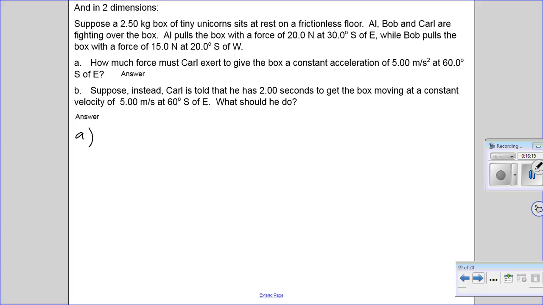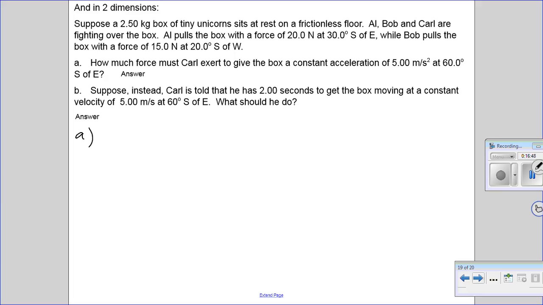It says, suppose a 2.5 kilogram box of tiny unicorns sits at rest on a frictionless floor. Al, Bob, and Carl are fighting over the box. Al pulls the box with a given force, while Bob pulls the box with another force. A, how much force does Carl need to give the box a given acceleration? So kind of the same idea. We're missing a force, right? Last time we were missing the force of friction. This time we're missing a force of Carl. Good?